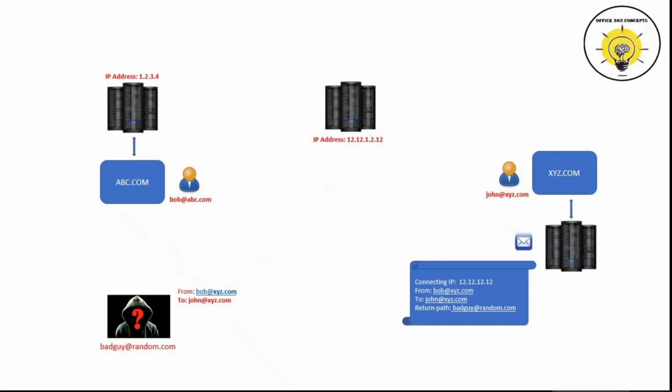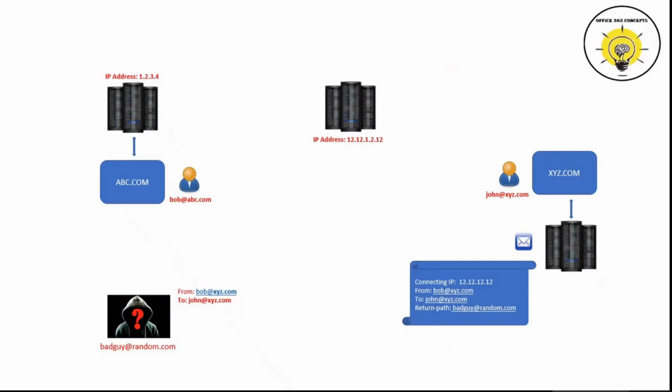But how recipient server will come to know if the connecting IP address 12.12.12.12 belongs to abc.com organization? Or how recipient server will verify if this particular email was actually sent from bob at abc.com? So now let's understand how SPF record will help the recipient servers to identify if the email is a legitimate email or it is sent by somebody who does not belong to that particular domain.